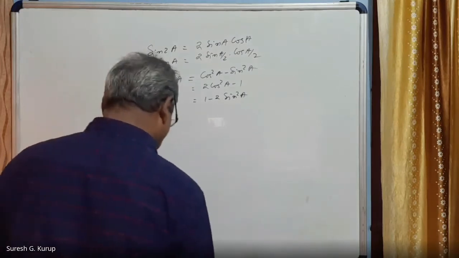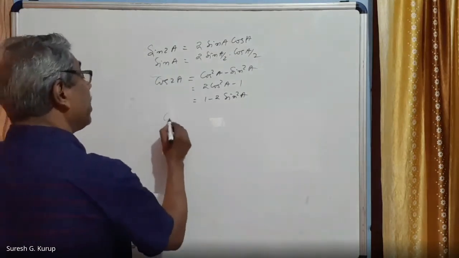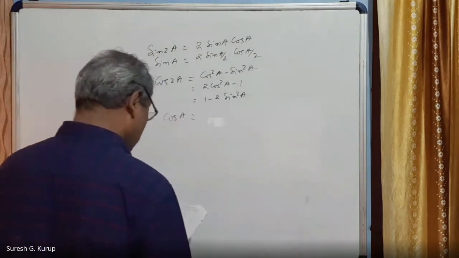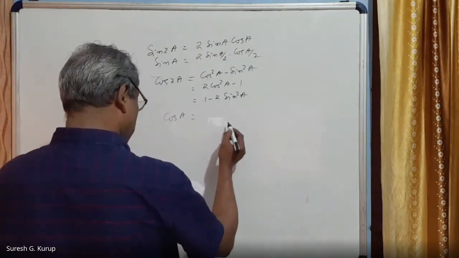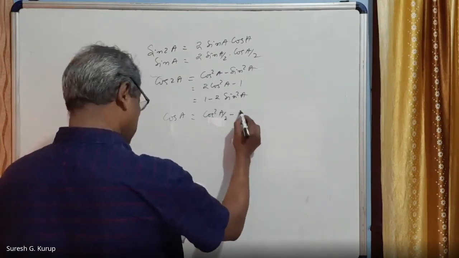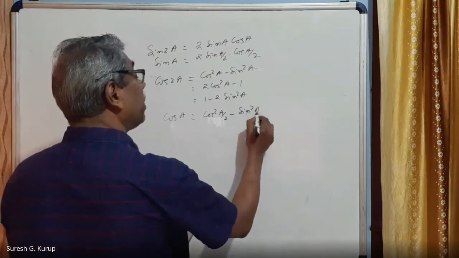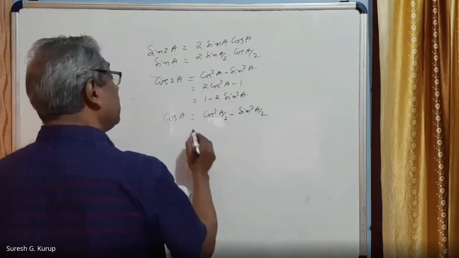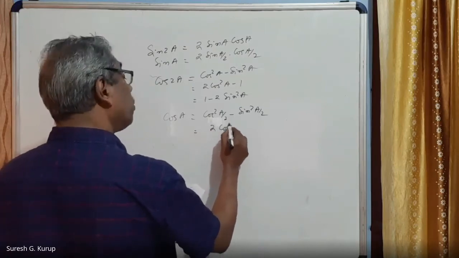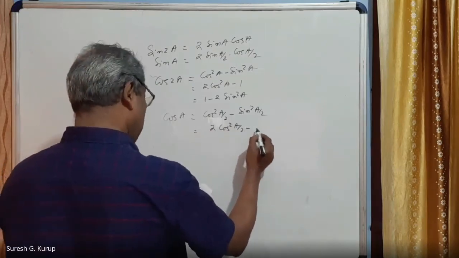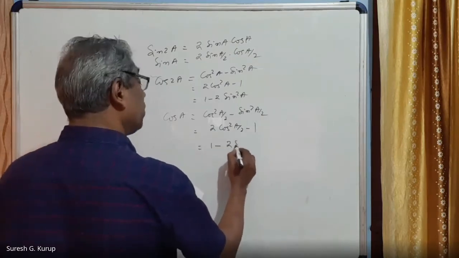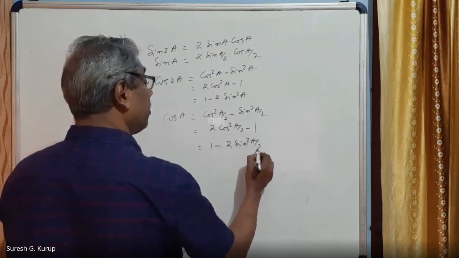Next is cos a, I am going to tell you. Cos a is equal to cos square a by 2 minus sin square a by 2. This is the same as, no difference, 2 cos square a by 2 minus 1. This is the same as 1 minus 2 sin square a by 2.